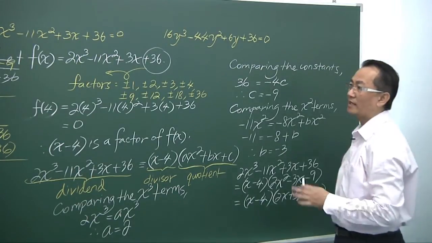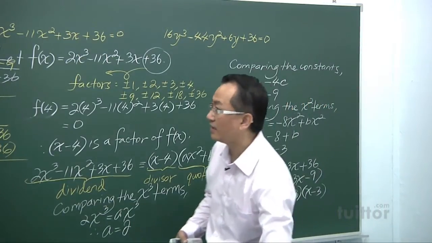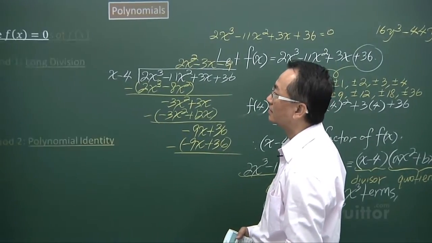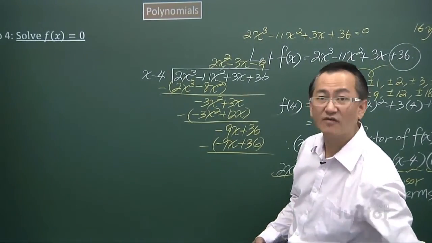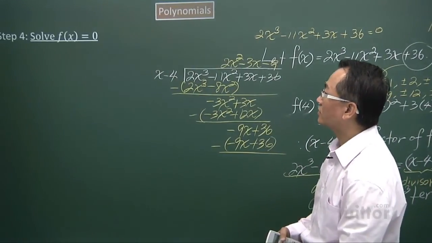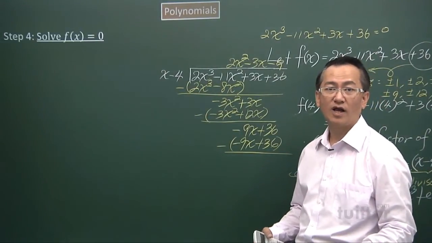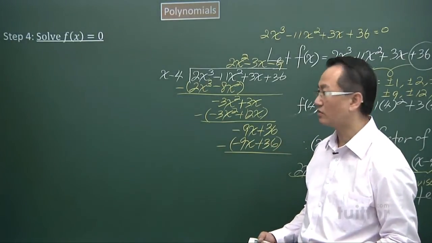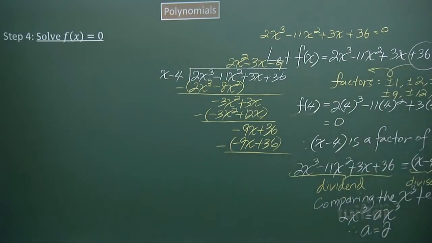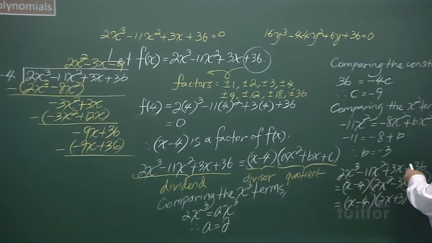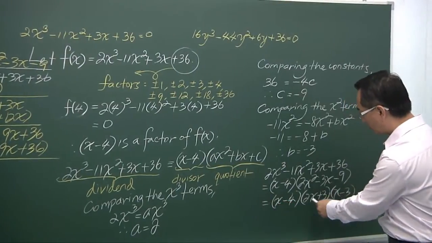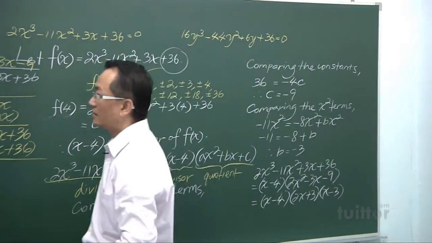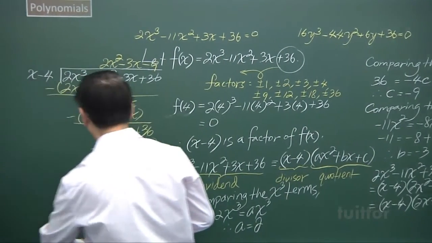Now, let's go back to the start there. After step 3, I have the step 4. So step 4 is to actually solve for the values of x when f(x) is equal to 0. So here we have worked out that the cubic expression is equal to the three factors here. So I will work out the answer over here.